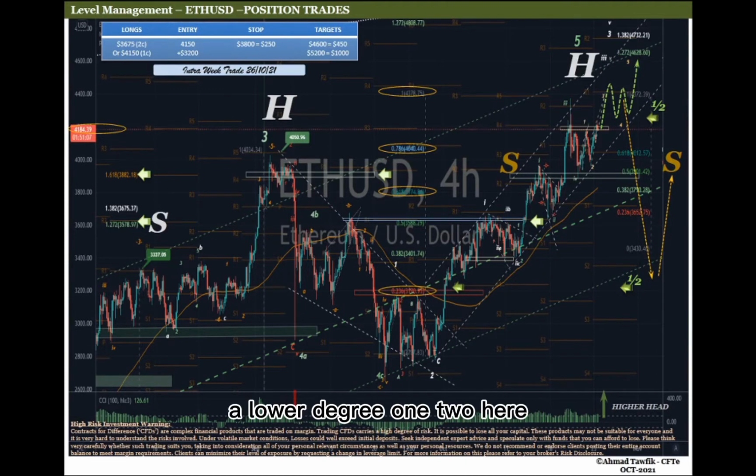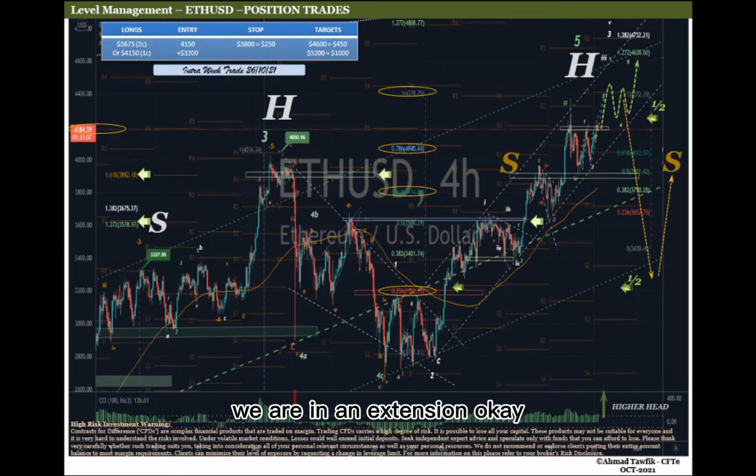There is a lower degree 1-2 here, which means that the current uptrend is a level 3 shown here in white. You're having this level 1 in white, then there's a level 2 in white. We're now in wave 3 here, okay, in white. That wave 3 already did an internal 1 and an internal 2 at that neckline and then broke out above higher degree level 3 shown here in green.